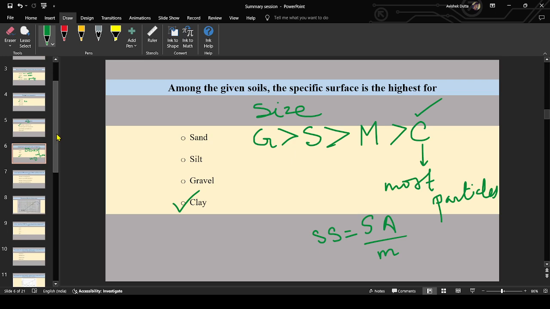I hope it was clear. And yes, the specific surface will be the lowest for which particle size? For gravel, because for a given mass it will have the least number of particles. The least number of particles. Okay.